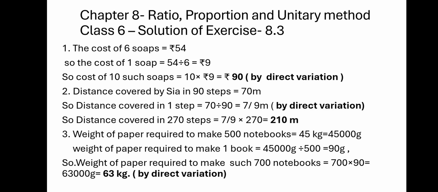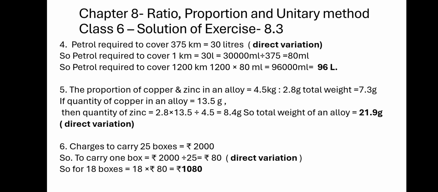Third, the weight of paper required to make 500 notebooks equals 45 kg, that is 45,000 gram. It's better to convert into gram so that we can easily divide it. The weight of paper required to make one book is equal to 45,000 divided by 500, that is 90 gram. So the weight of paper required to make such 700 notebooks equals 700 into 90, that is 63,000 gram, that is 63 kg. This is also a direct variation question.